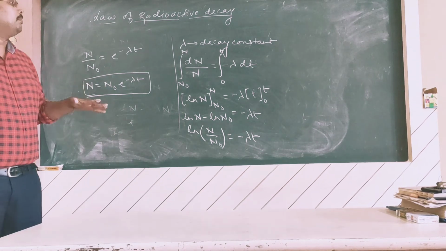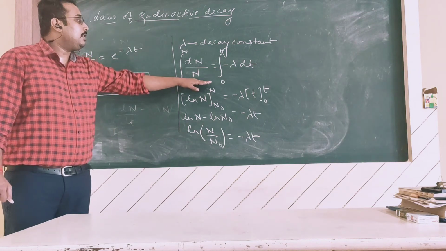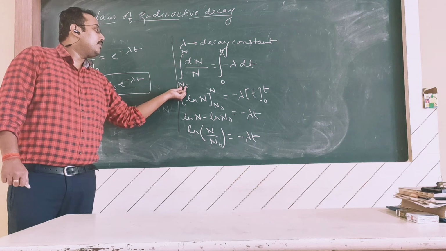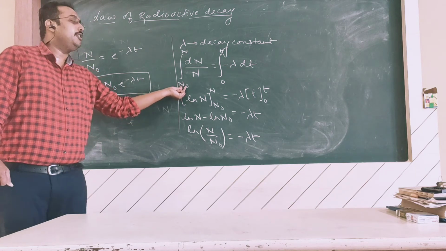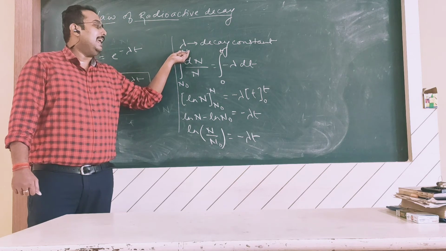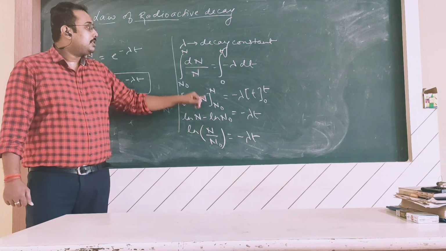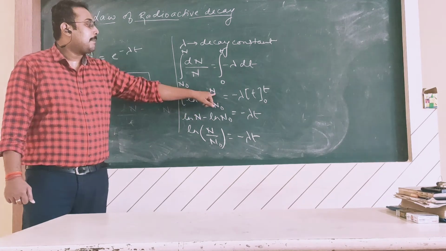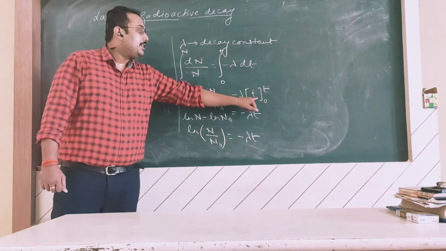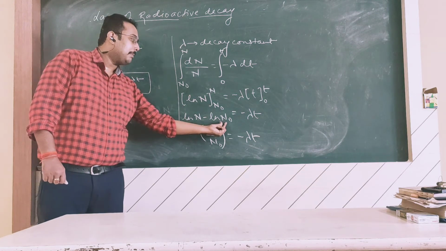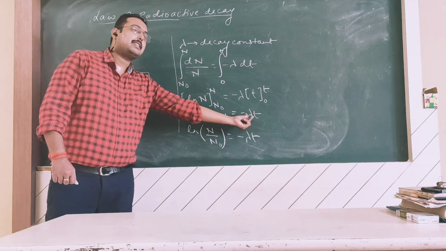Go through it once more. This was the expression: initially at time t equals 0, n is equal to n0, which means the initial number of nuclei is n0, and at t equals t the number of nuclei is n. Then we have done the calculus. Integration of dn by n is log n, between the lower limit and upper limit. Integration of dt is t. Again, upper limit minus lower limit is equal to minus lambda t.